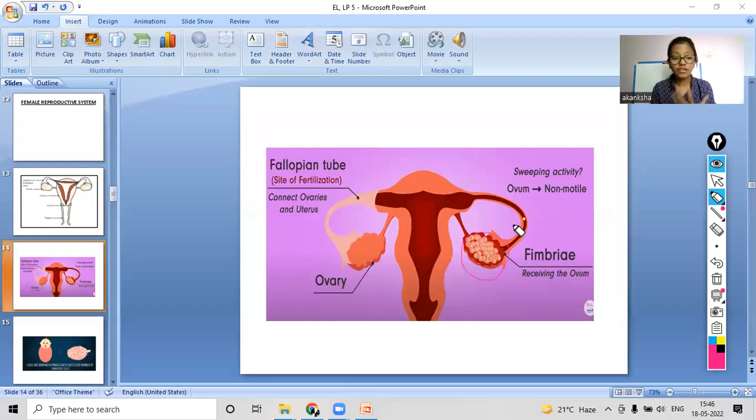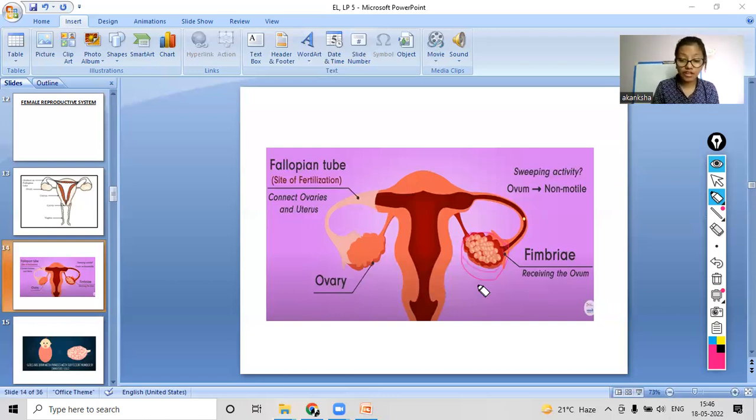And when the girl reaches the stage of puberty, some of these eggs start to mature. One mature egg is produced every month, one by one, in the ovaries in this region. This is the ovaries, right?